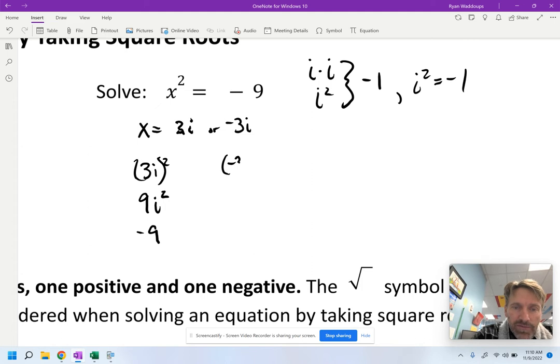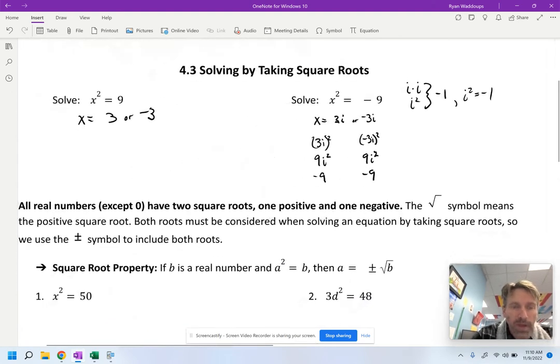And if I've got -3i and I square that, the same rule applies. If I got a negative times a negative, that's positive. So once again, I get 9i squared, and then the i squared becomes -9. And so both of those, 3i and -3i, work.